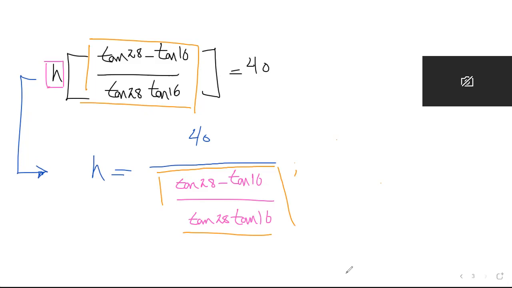I got 24.75. 24, that's correct. Around the h is going to be around 24.75 meters. 24.75 meters. Thank you. Yeah, 24.75, right? I got four. I got it wrong. I just did it.